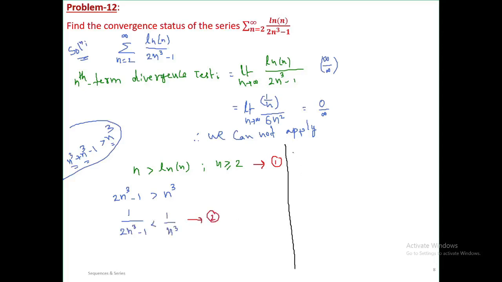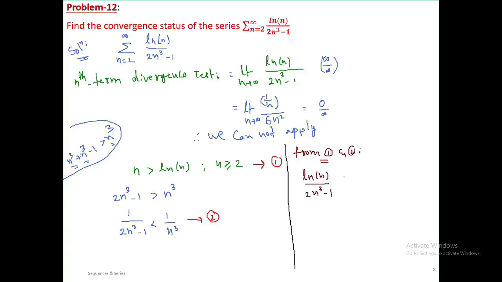Right. So from 1 and 2, what we can say? So n is more than ln n. So first let me write the term ln n upon 2n cube minus 1. This is a given term. Look at the problem. Ln n by 2n cube minus 1. This is a given problem.